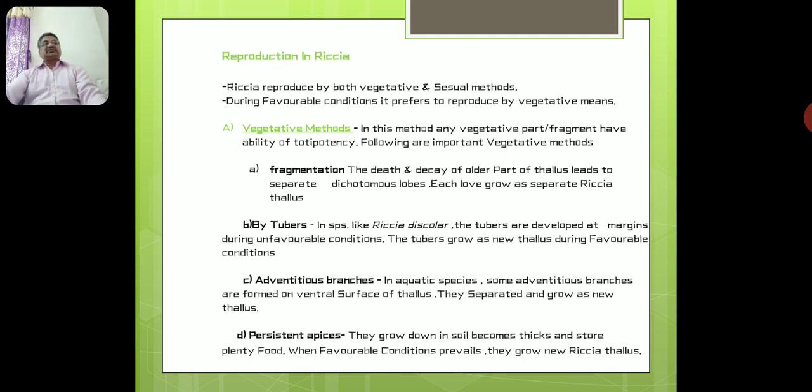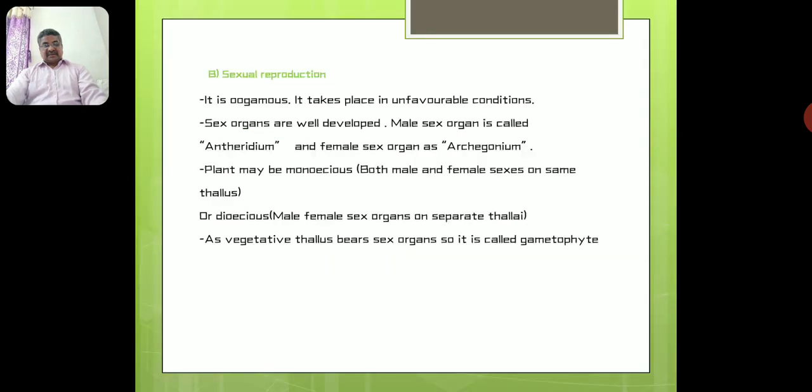So friends, we have studied these four different methods of vegetative reproduction which are commonly observed in Riccia. Now we'll go to sexual reproduction. Sexual reproduction in Riccia is of the oogamous type. There are three methods of sexual reproduction: isogamous, anisogamous, and oogamous.